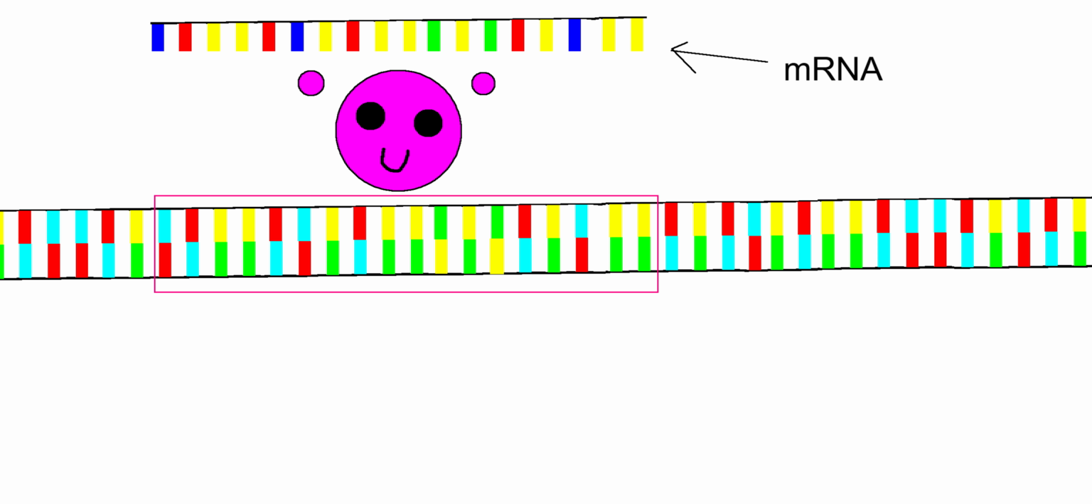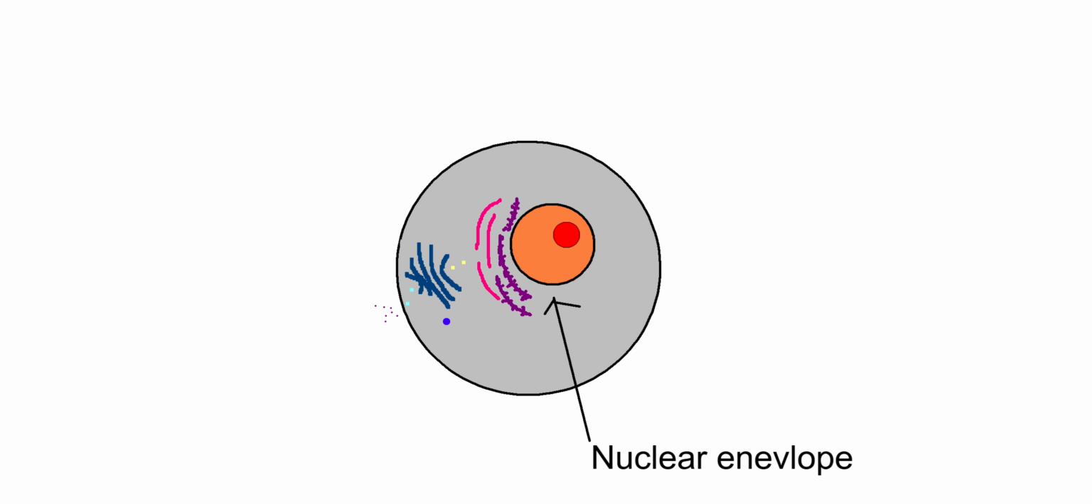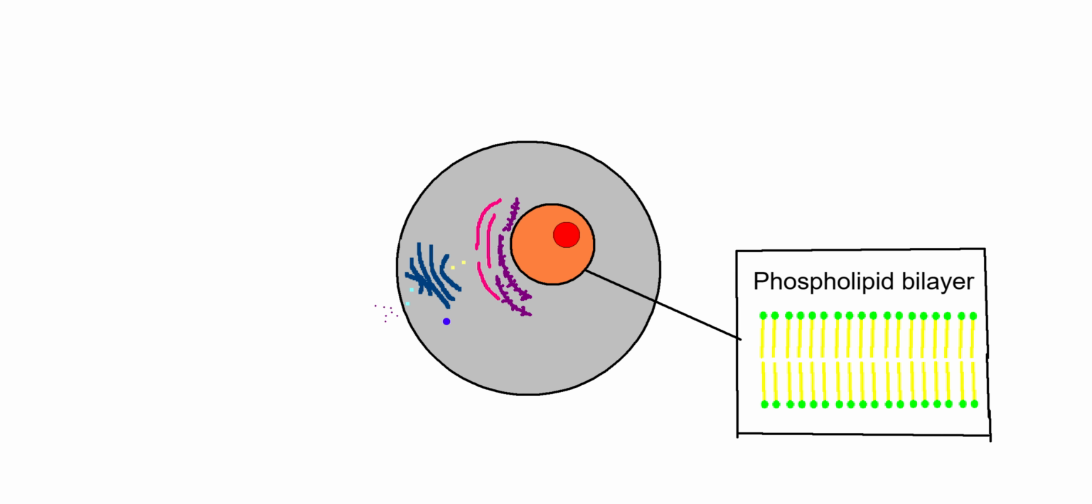The next part of our journey is the nuclear envelope, which is the membrane that surrounds the nucleus. The nuclear envelope is a double membrane system made up of two phospholipid bilayers. After our mRNA has matured, it can leave the nucleus through a nuclear pore, which regulates the passage of large molecules such as proteins and RNA through the nuclear envelope.